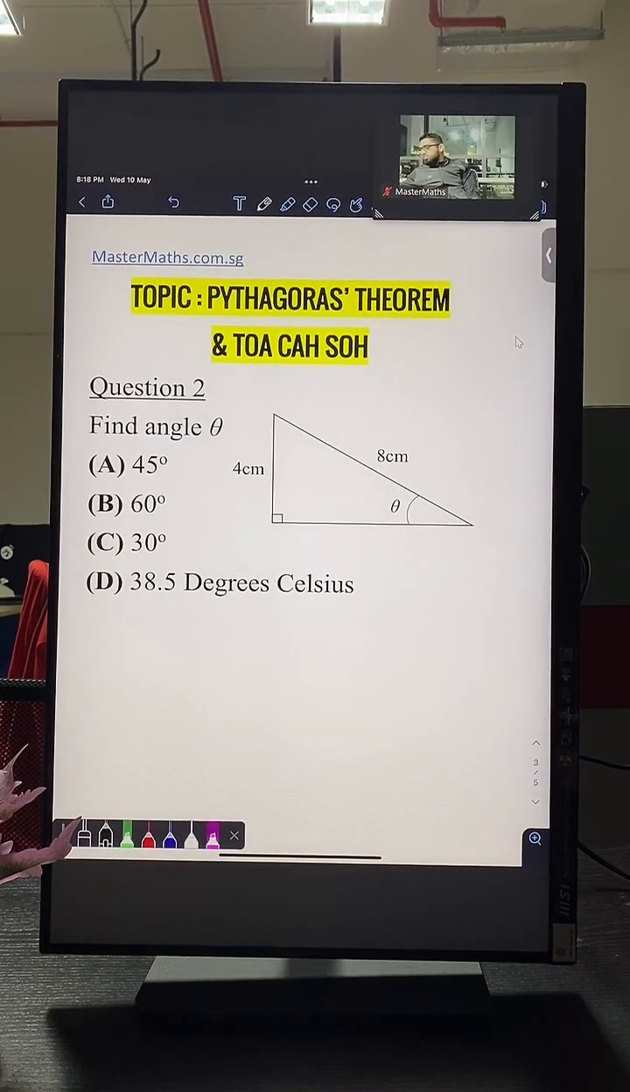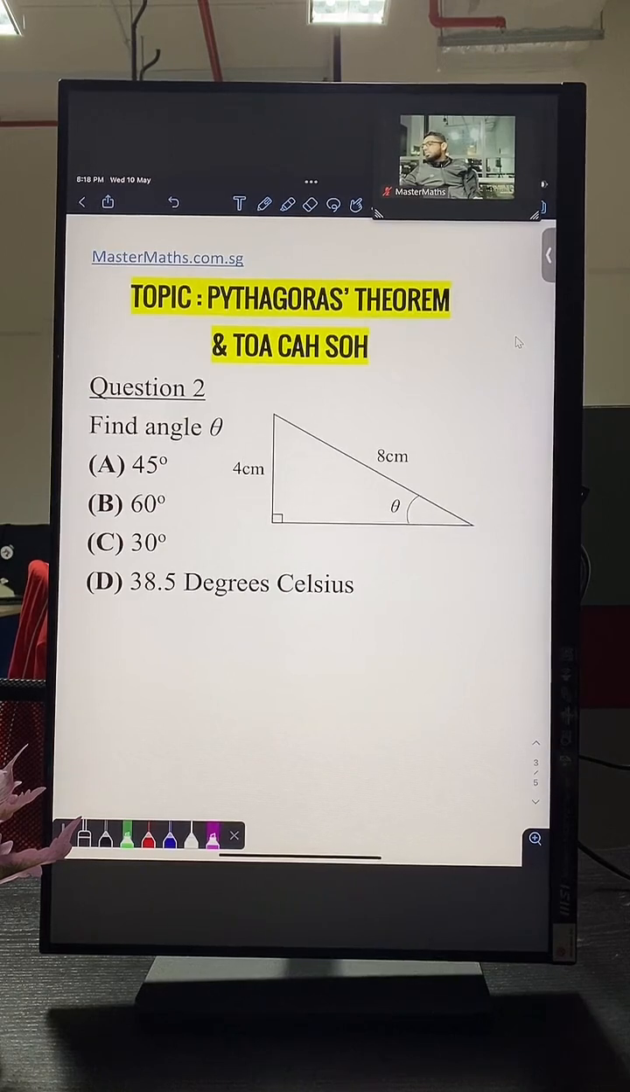Can I use a protractor and measure? No, you got to calculate this. You got to use your trigonometry concepts. Of course, you can use a protractor and measure, but this kind of thing is usually not drawn to scale. Meaning, if you use a protractor and measure, you will not get accurate marks for this.